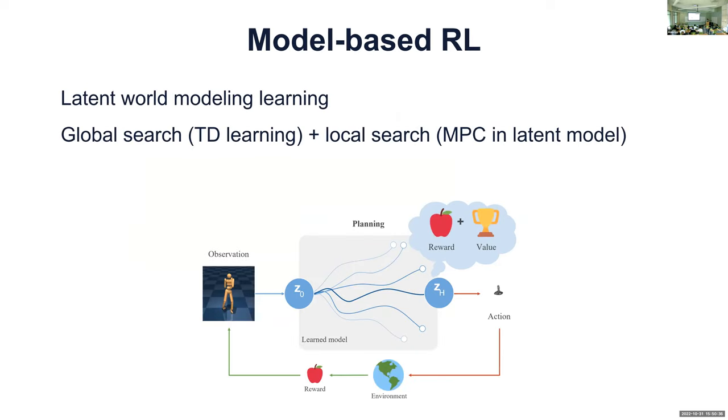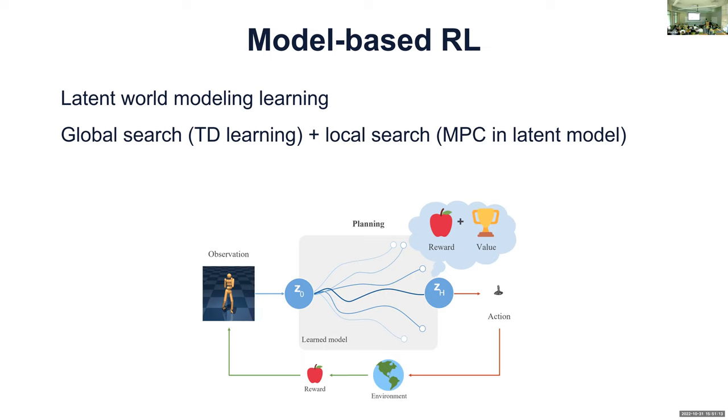So here is a work on model-based reinforcement learning. It's from Nicholas, who asked the question just now. The idea is to learn the latent world model. Of course, learning the latent world model is related with the perception problem. Especially for visual RL, you have to learn to predict how the world will be changed by your action. This is largely a vision problem.